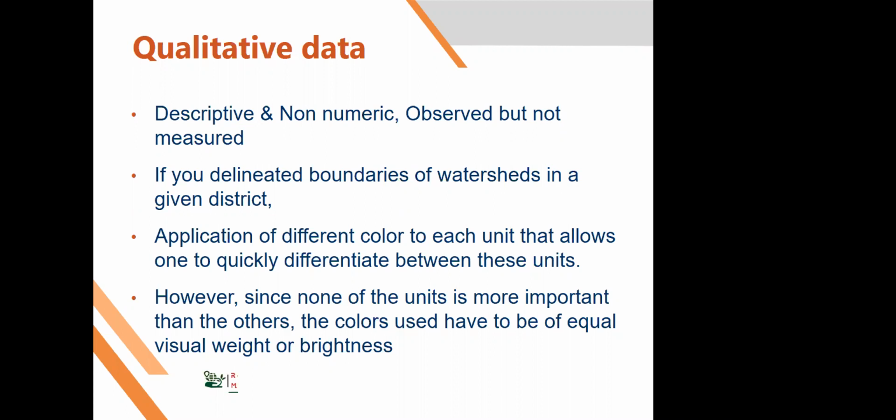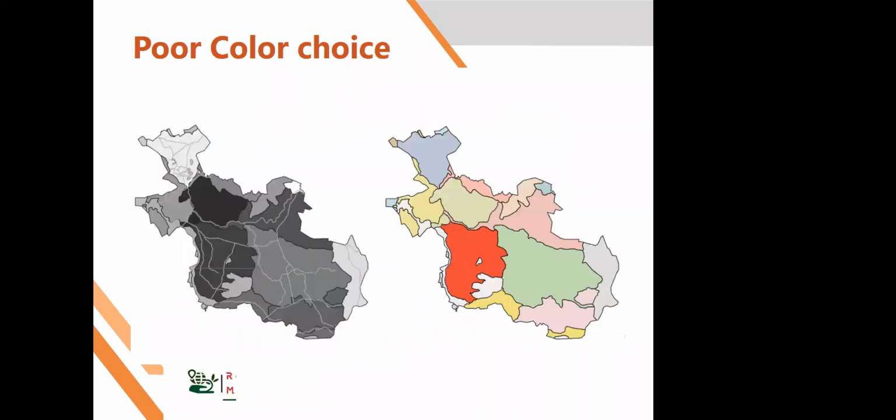However, he should not attach more weight to one watershed than another, because all watersheds are of the same administrative area. So that suggests that you should choose a color scheme that is not shouting. Yeah. Let me show you this example.